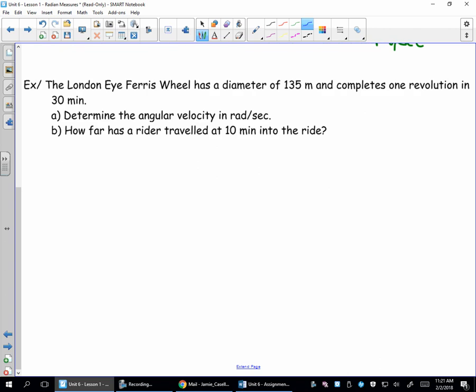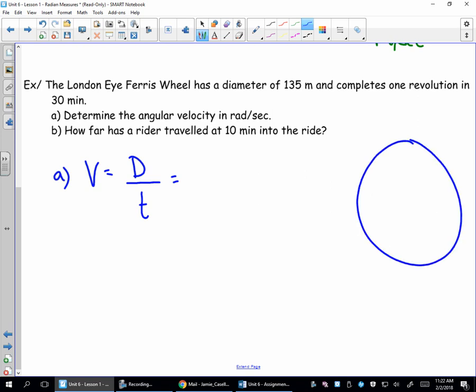So the London Eye Ferris wheel has a diameter of 135 and completes 1 revolution in 30 minutes. Can we figure out how fast it's turning, the angular velocity in radians per second? So my velocity is my distance over my time. How far is this thing traveling? Okay, what do I know? My diameter is 135, which means my radius is half of that, 67.5.